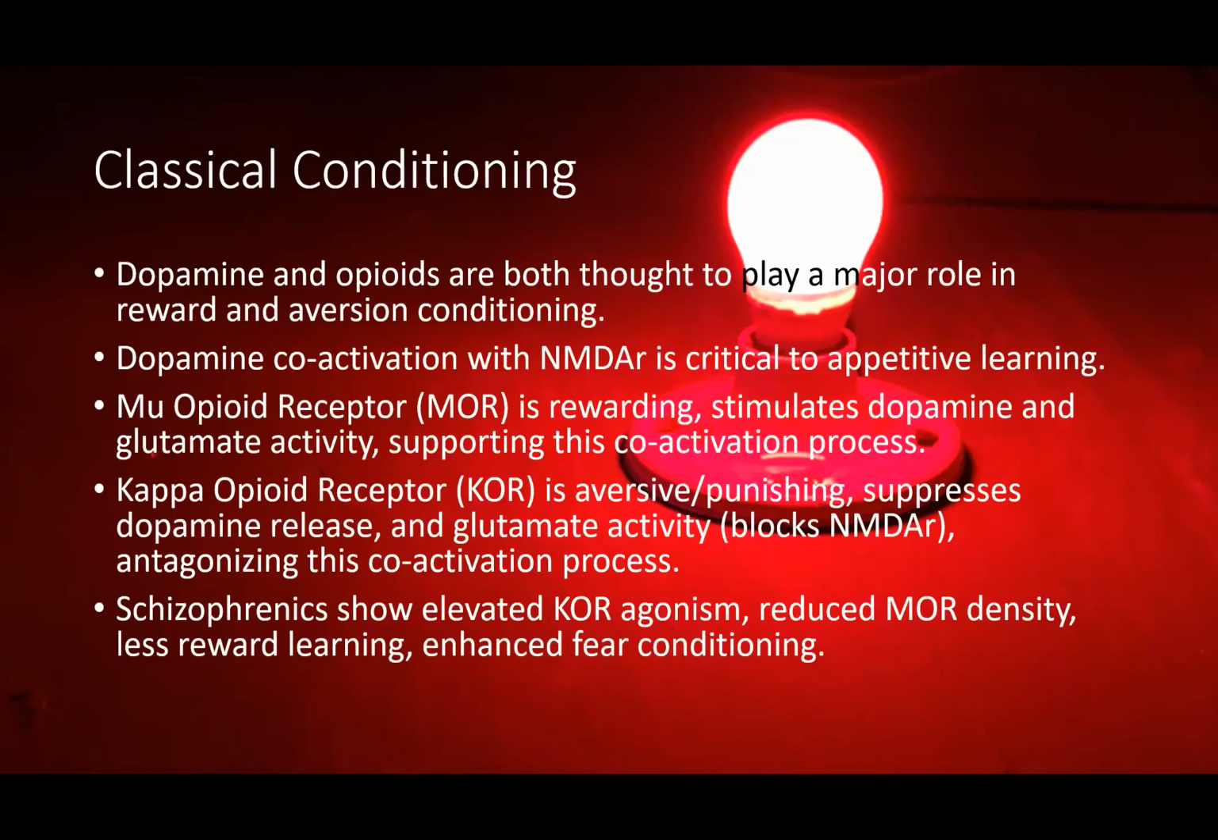And what is interesting is that schizophrenics show elevated dynorphin and kappa opioid receptor agonism, which might tie into how they seem to have intact punishment learning, but not reward learning. And the lack of reward learning seems to match with other data showing that there's reduced mu opioid receptor densities in the brains of schizophrenics.